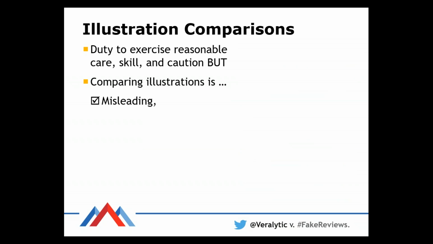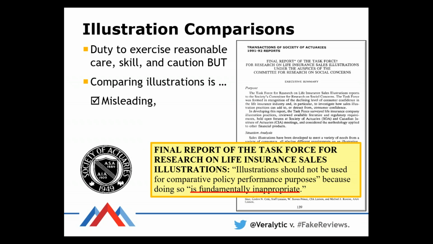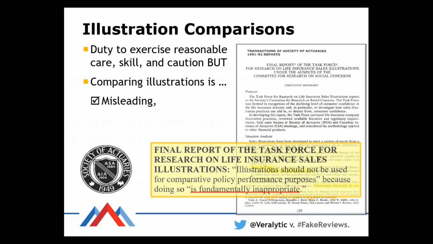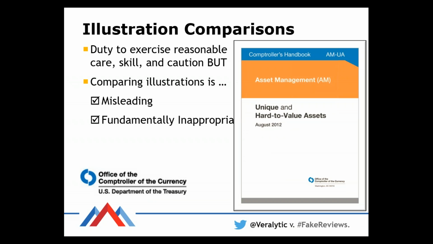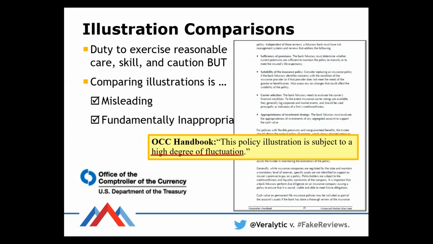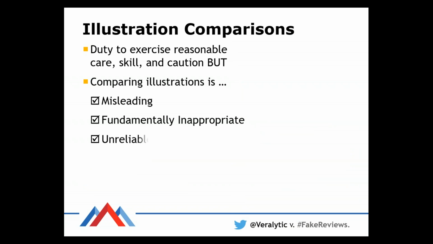Even the Society of Actuaries years ago published a study saying that comparing illustrations to determine which product is better is not just inappropriate, but fundamentally inappropriate. And the most recent example of parallel authority is the OCC updated their handbook for unique and hard to value assets, added a chapter for life insurance, and in that chapter they talk about how these policy illustrations are subject to a high degree of fluctuation, and anything that's subject to a high degree of fluctuation is certainly not reliable for making determinations.